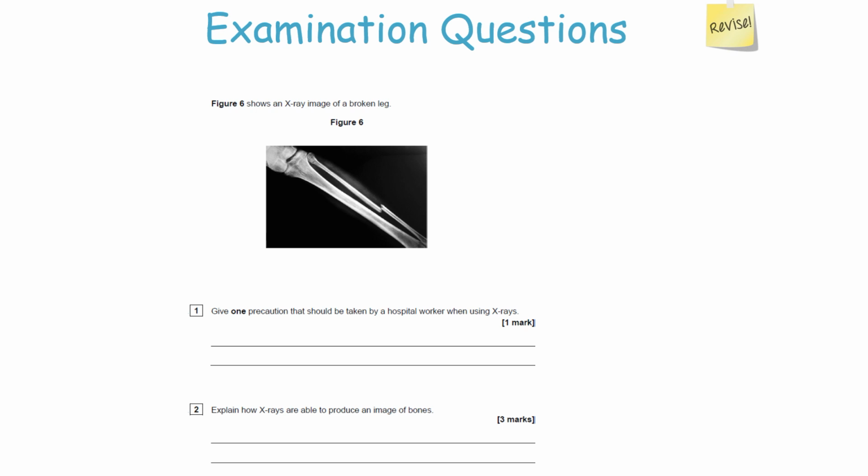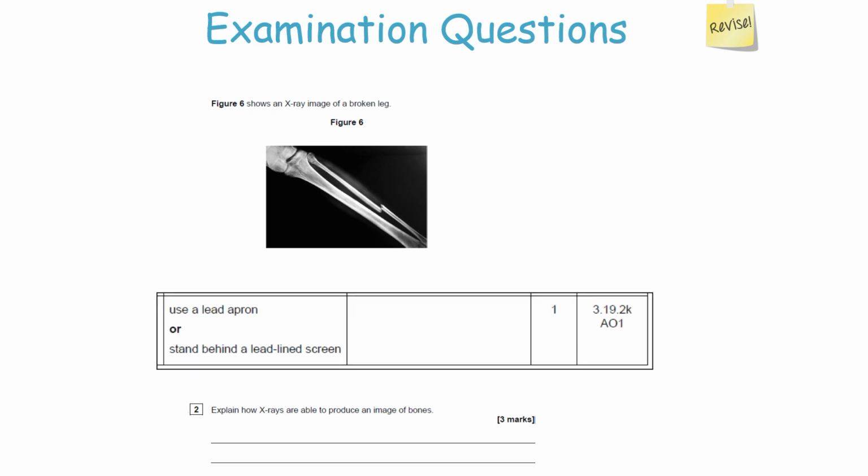Right, so it's very important that you understand the precautions that need to be taken when you're dealing with ionizing radiation. Now, ultraviolet radiation, X-rays and gamma rays are considered ionizing radiation. So what you should be doing for X-rays is either using a lead apron or standing behind a lead-lined screen. Now, secondly, you should be aware of how X-rays can be used to produce a radiograph, an image of bones.